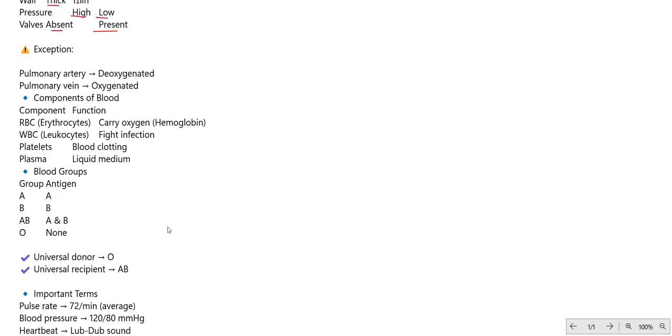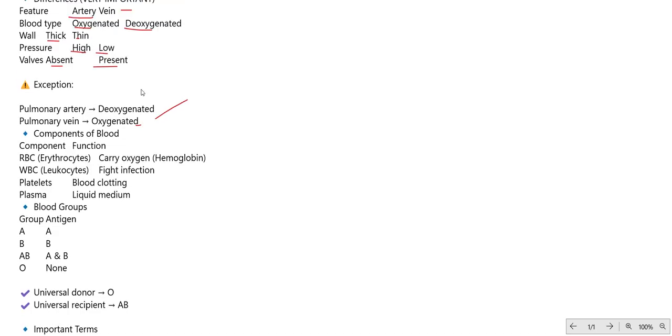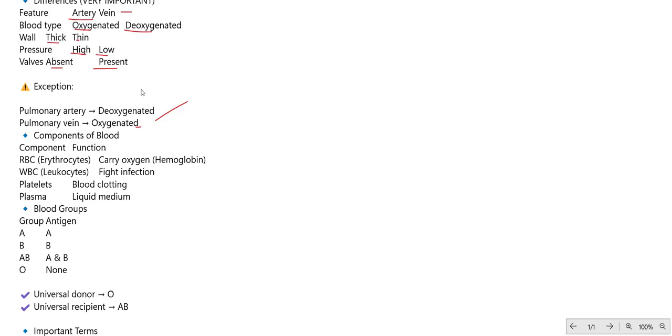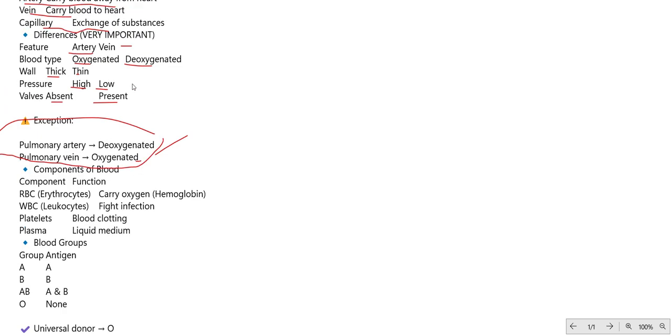Now pulmonary artery will carry the deoxygenated blood, and pulmonary vein will carry the oxygenated blood. This is the exception. As we say, the artery carries the oxygenated blood and vein will carry the deoxygenated blood, but pulmonary artery will carry the deoxygenated blood and pulmonary vein will carry the oxygenated blood.